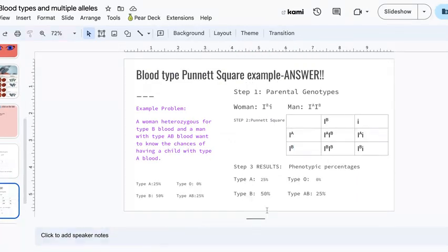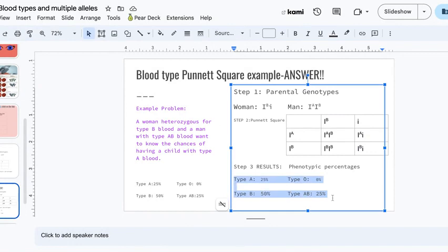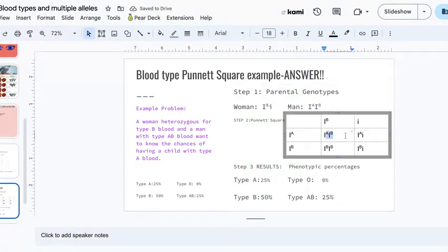And so you can see that, I kind of made this a little small. Let me see if I can make it a little bit bigger for us. I have that same IAIB on this box. You should have gotten IA little i. The next box, IBIB, and then the last box, IB little i.